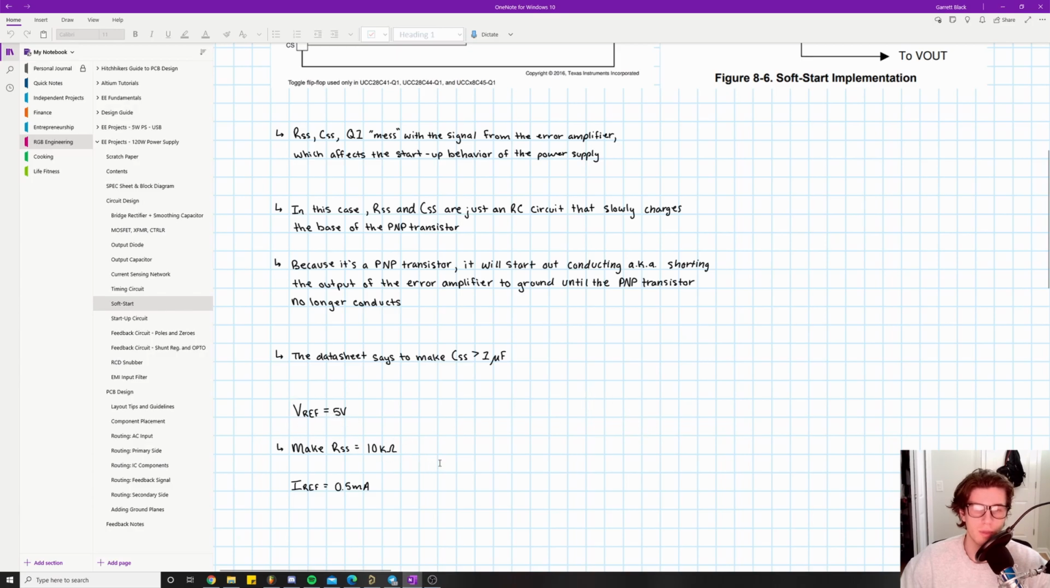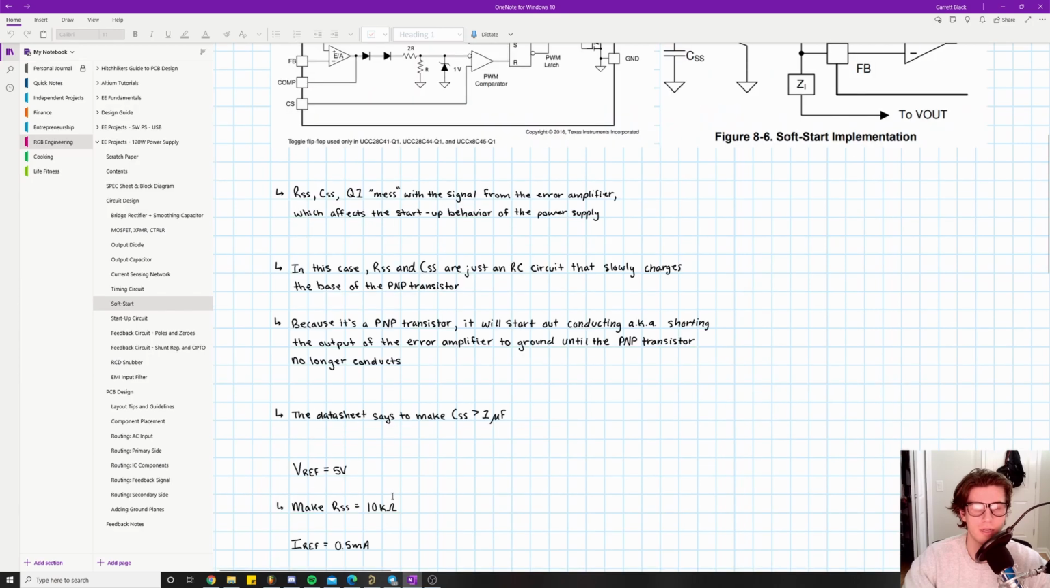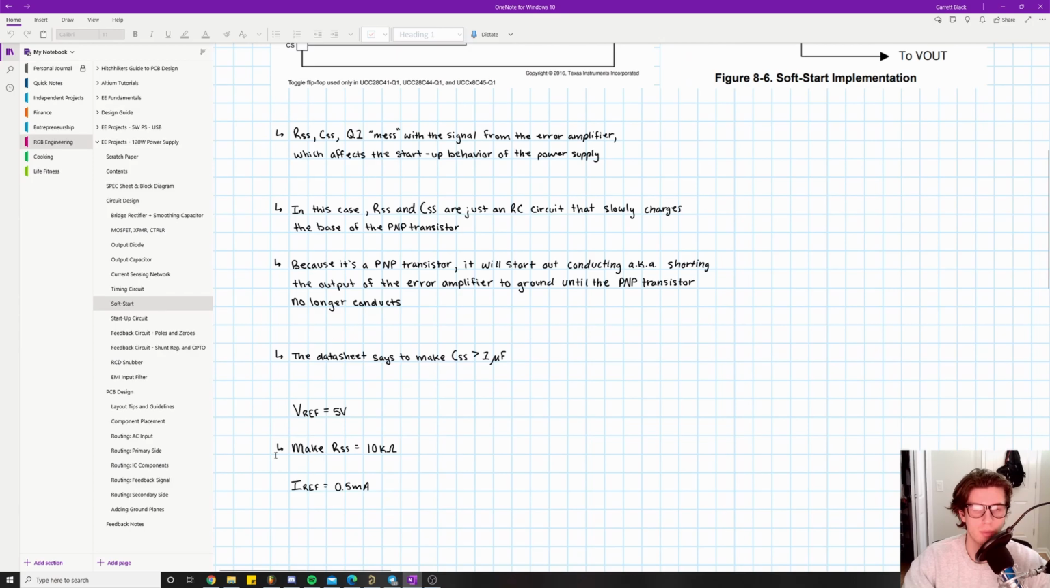So then we know that if VREF is 5 volts and CSS is 1 microfarad, we can get a time constant out of that, depending on what we select our RSS to be. And then I believe the data sheet mentions it liking a certain charging current.